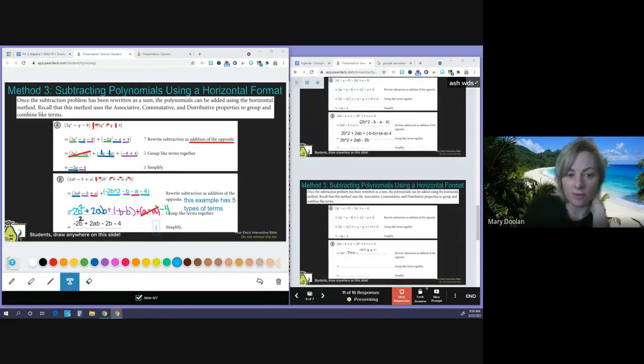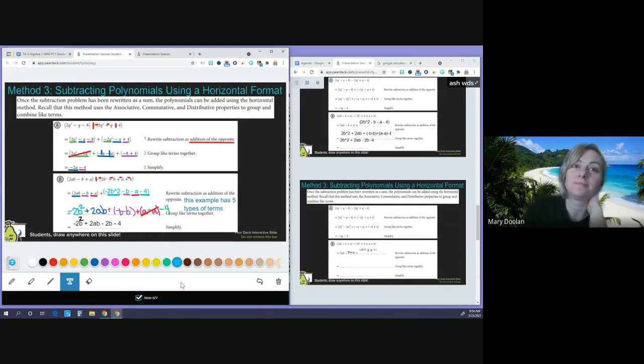All right, do you guys have questions about this method? We looked at the 3 different ways, the 3 methods. There's algebra tiles, vertical, horizontal. And the main idea here is that if you're going to subtract polynomials, turn it into an addition problem and really just add the polynomials.